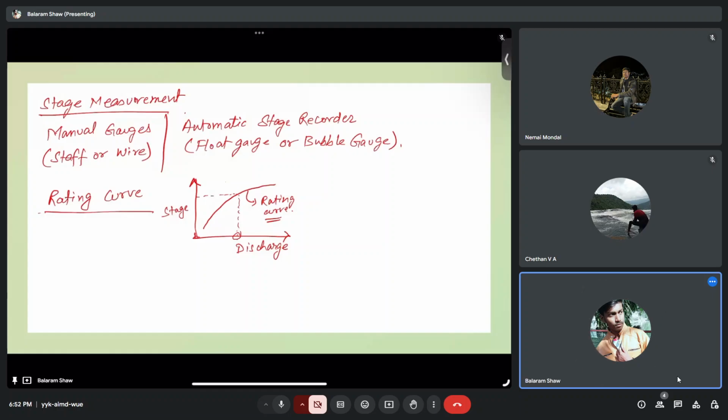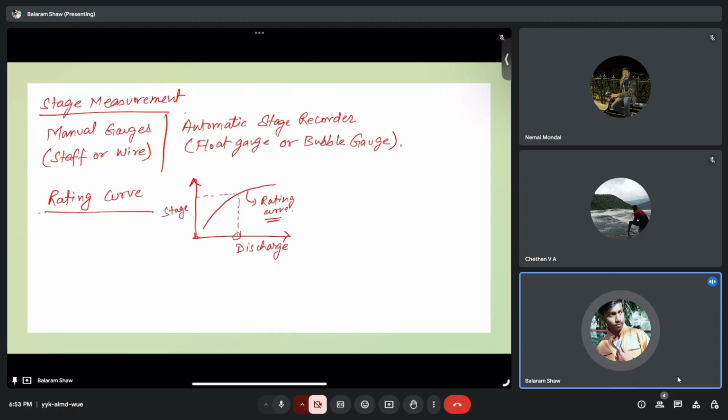When we measure this, let's say, as I mentioned, a weight is given to the end of the wire, right? We lower that weight, and when the weight touches the water surface and some ripples start forming, we stop it there and see how much rotation happened, or from the wire length also we can say this much is the stage or the water surface elevation. And from there, again from the rating curve, we can estimate how much discharge there is, right?